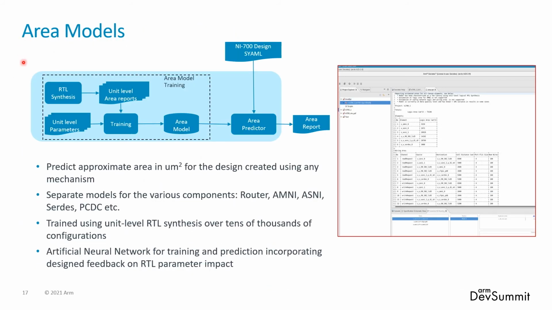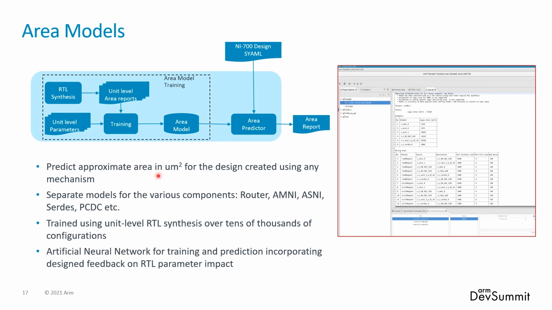The last component of our tooling suite, which we describe, is the area models. Whenever a user is trying to refine a design or the first design which they create, a very important question is, what is the area which this design is going to occupy on my die? Or if they make a change to meet the performance, they would like to know the area impact of that change on the design. And this is very important for parameters such as the link sizes, which could actually increase the area significantly.